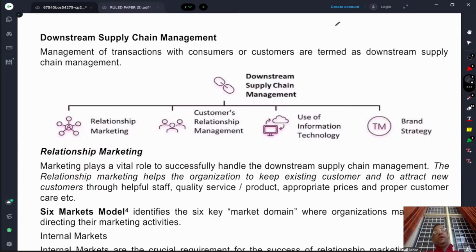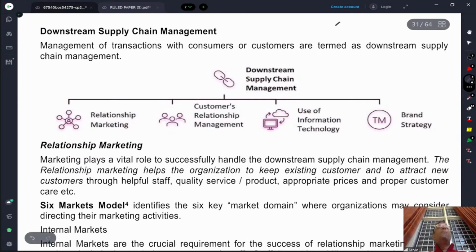We sold goods to retailer, so retailer can be our customer. We sold goods directly to the end consumer, so the end consumer is our customer. So when the flow of material, information, and capital finance is related with customer, then it is known as downstream supply chain management. Okay, so this downstream supply chain management has been bifurcated into 4 parts.